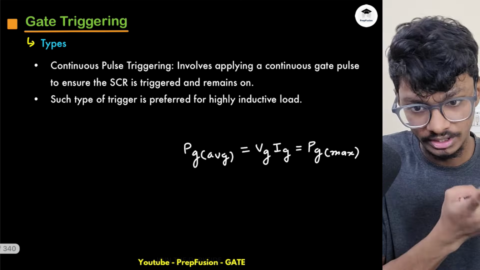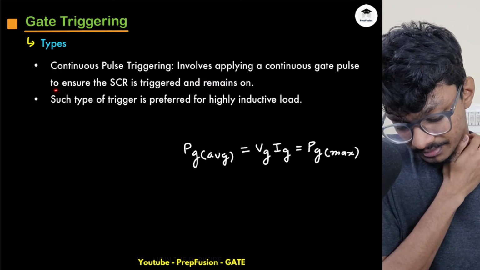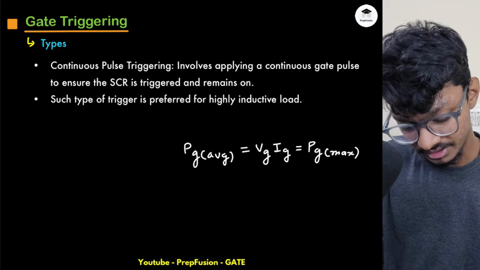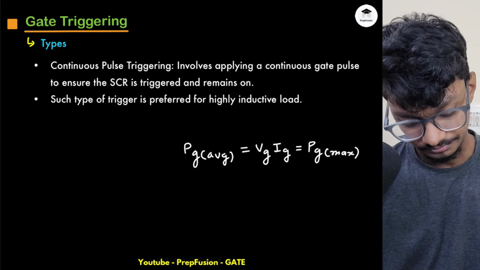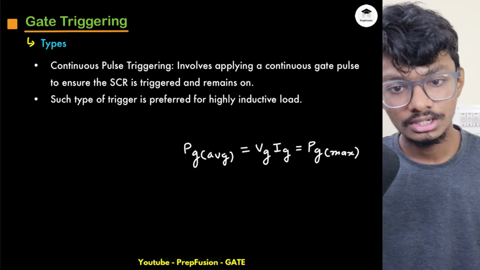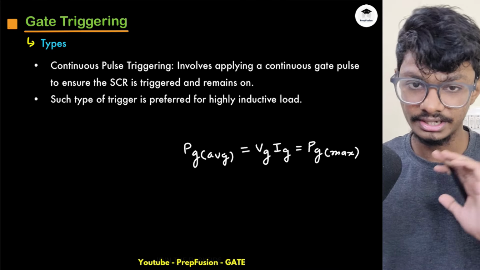Now, mainly there are two types of gate triggering. One is the continuous pulse triggering, which involves applying a continuous gate pulse to ensure the SCR is triggered and remains on. Such type of trigger is preferred for highly inertial load. Now, what do you mean by continuous pulse? Continuous pulse means the gate current is continuous, constant.